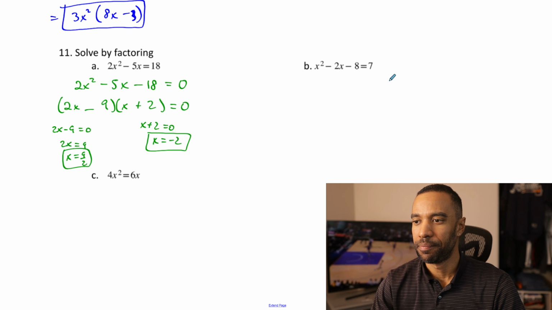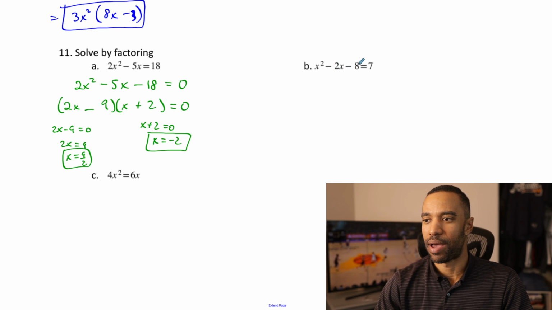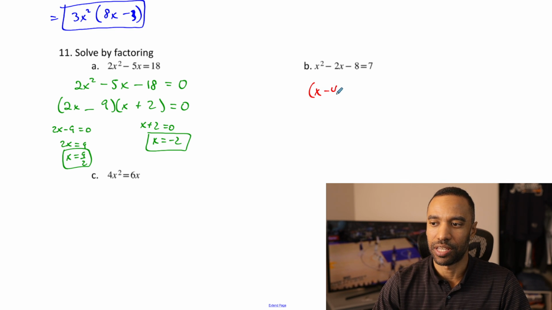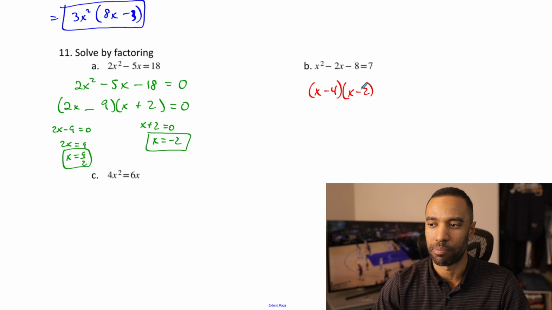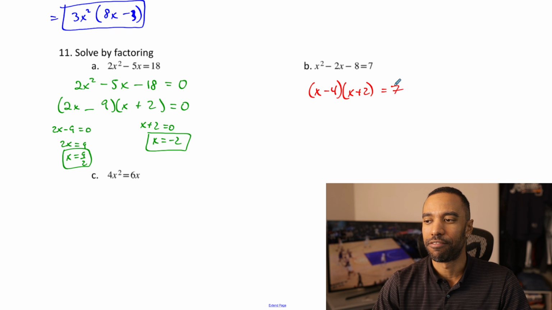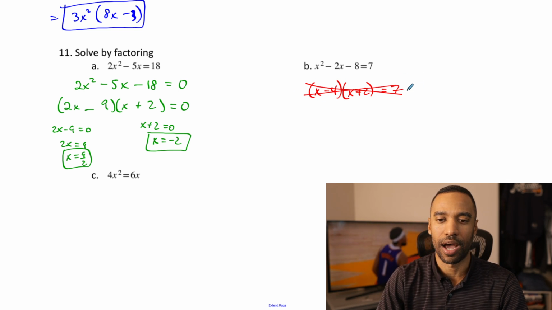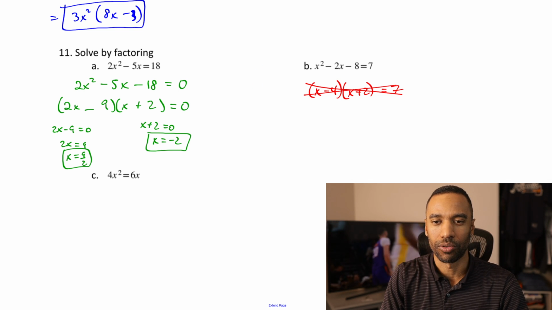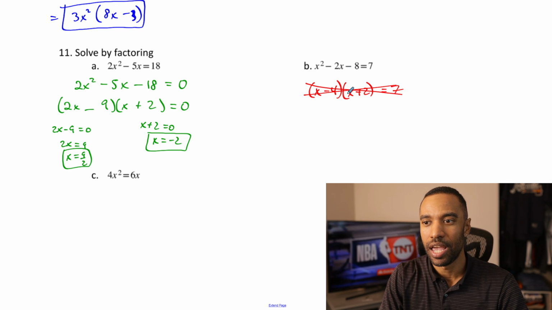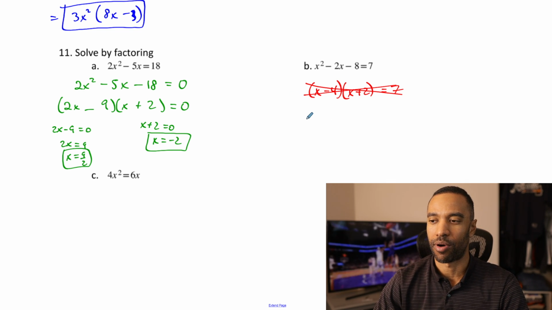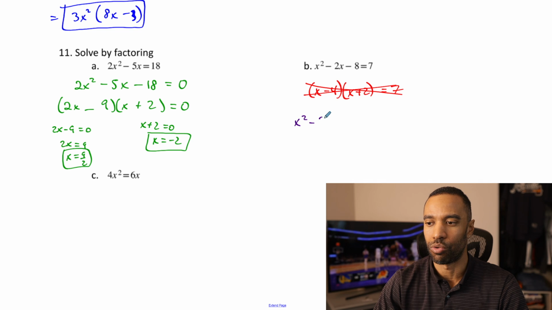Number 11b. x squared minus 2x minus 8 equals 7. Once more, if I factored right now, this actually is factorable to x minus 4 times x plus 2. However, if this isn't set equal to 0, you don't go about it with this approach. Do not do that. You can only do this kind of approach if you're set equal to 0. We factor and use zero product property. So we got to subtract 7 over.